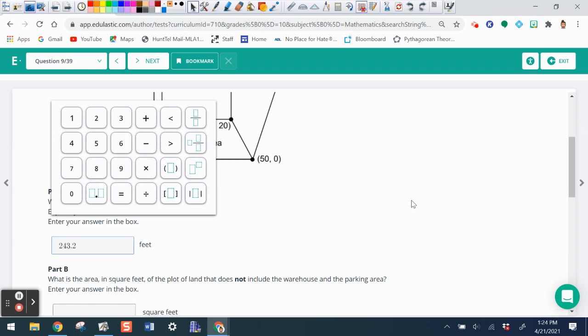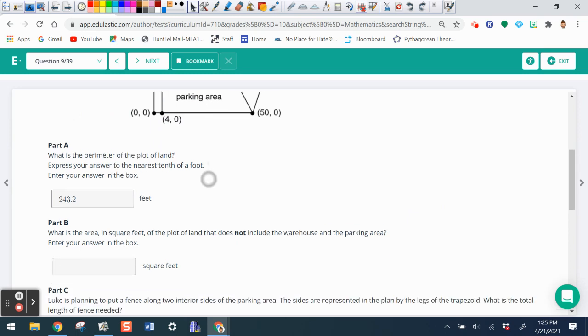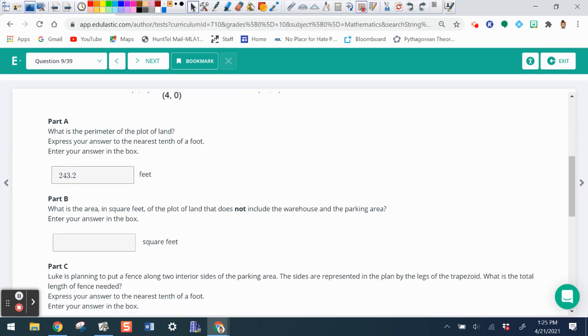And let's take a look at part B. So B says, what is the area in square feet of the plot of land that does not include the warehouse and the parking area? So we are trying to figure out the area, which is the total amount of space something takes up. So we're not really looking at perimeter at this point, although we will use some of the measurements we did earlier. We're figuring out the amount of space that the plot of land takes up that does not include the warehouse or the parking area.